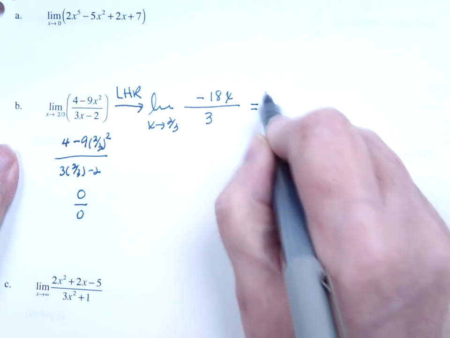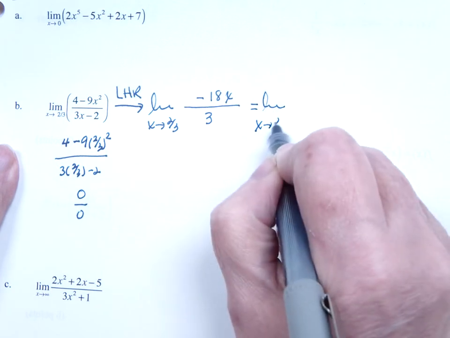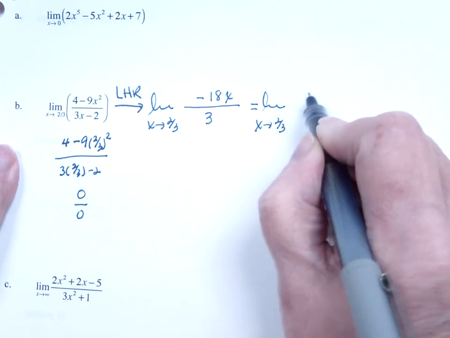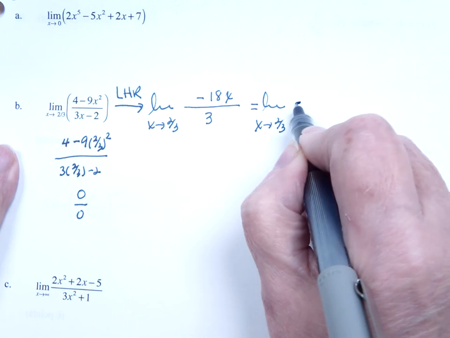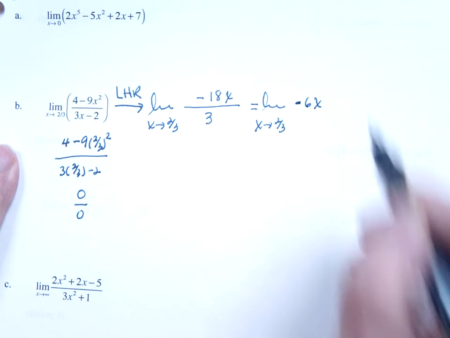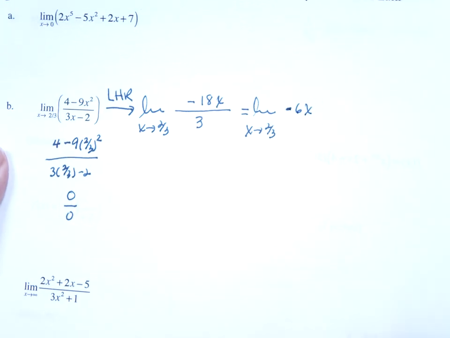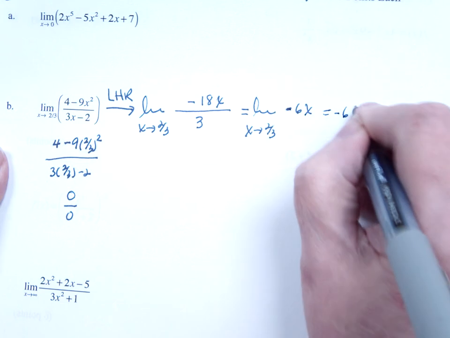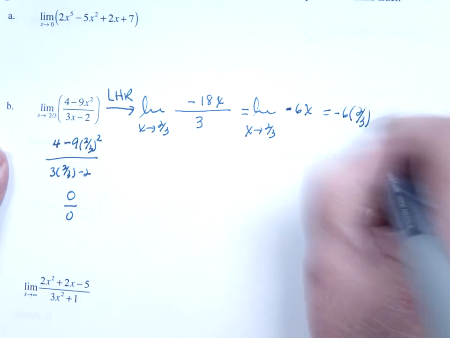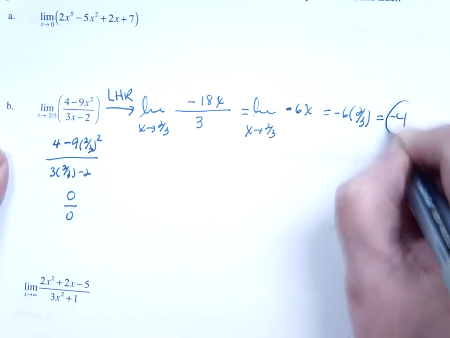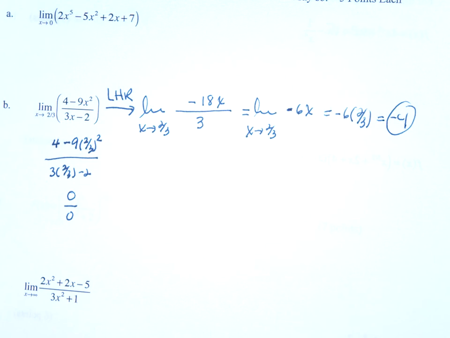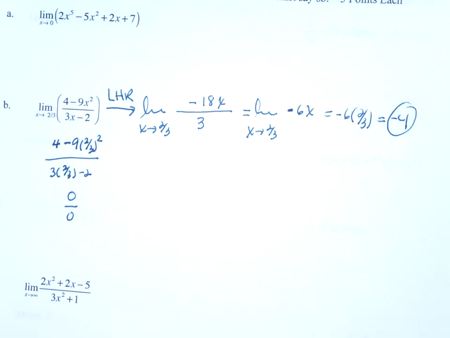So this becomes the limit as x goes to 2/3 of, I'm just going to simplify this, negative 6x, which is negative 6 times 2/3, or negative 4. So that's how you would use L'Hopital's rule in that particular problem, where before what you had to do is algebra.